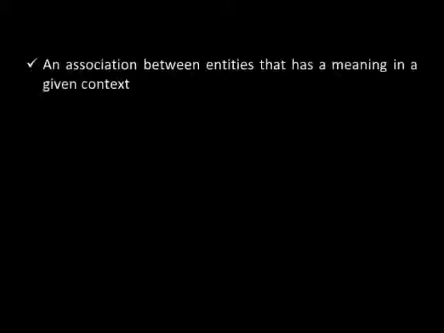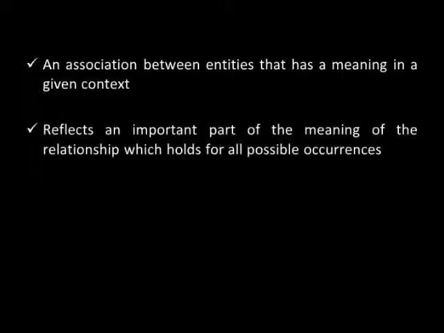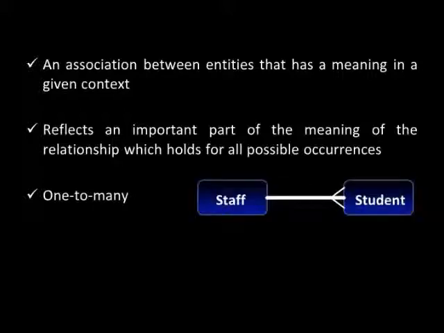A relationship is an association between entities that has a meaning in a given context which needs to be recorded. The degree of relationship is not an observation of relationship occurrences as they exist at some time, but it reflects an important part of the meaning of the relationship which holds for all possible occurrences. Thus, the one-to-many relationship asserts that a particular occurrence may be associated with many occurrences and a particular occurrence may also be associated with no more than one occurrence via relationship.